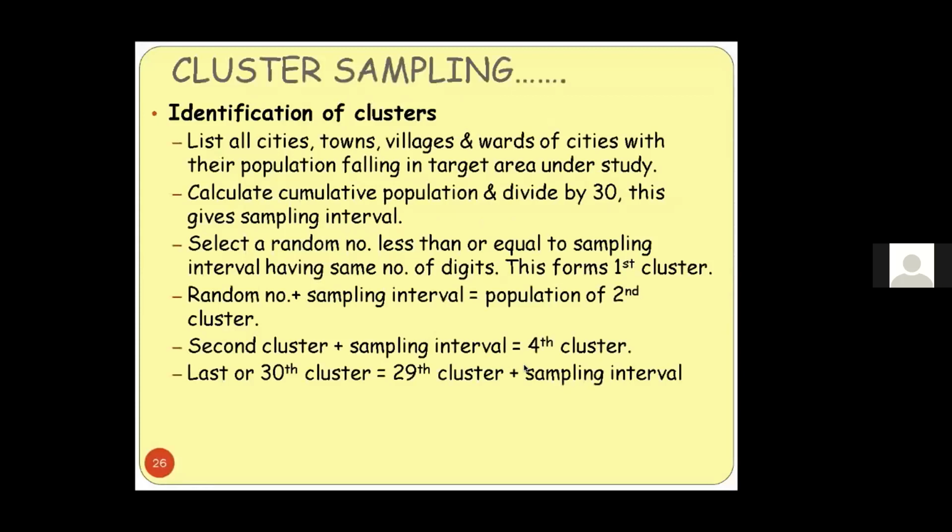Cluster sampling requires the identification of clusters. For example, list all cities, towns, villages, and wards of cities with their populations falling in the target area under study, calculating a cumulative population and then dividing it by 30. This gives the sampling interval. Select a random number less than or equal to the sampling interval, having the same number of digits, forming the first cluster, and the random number plus the sampling interval equals the population of the second cluster. This sort of process allows for the identification of clusters to occur.